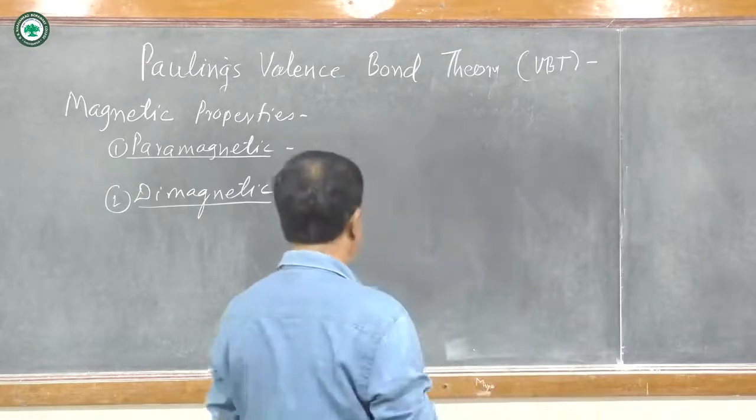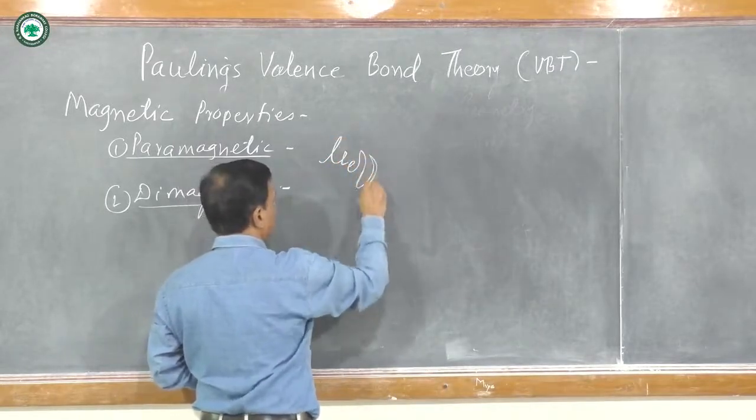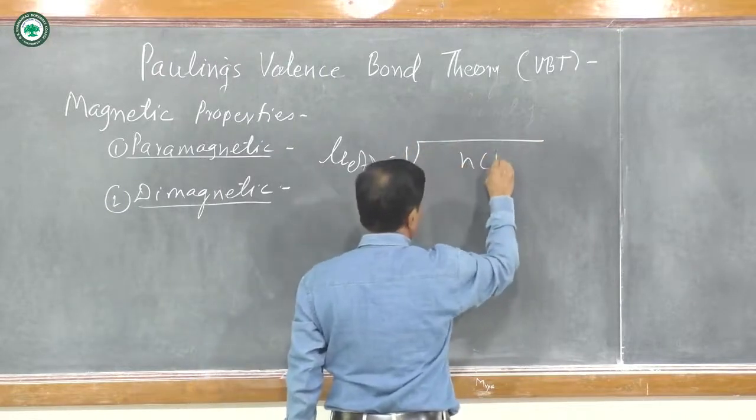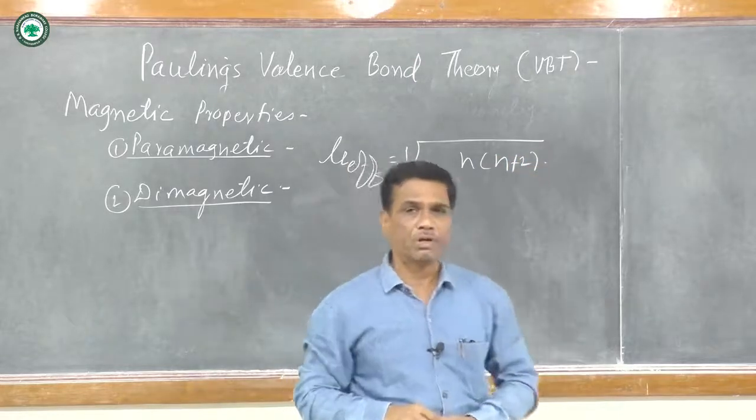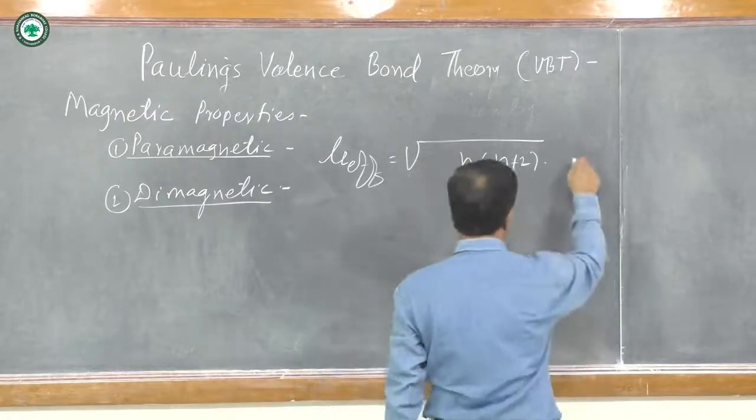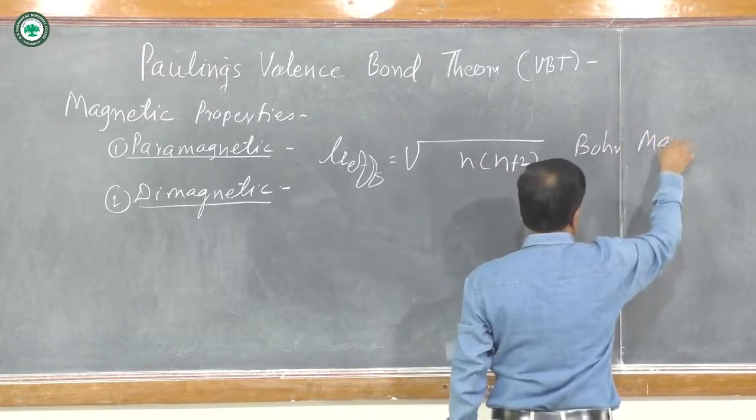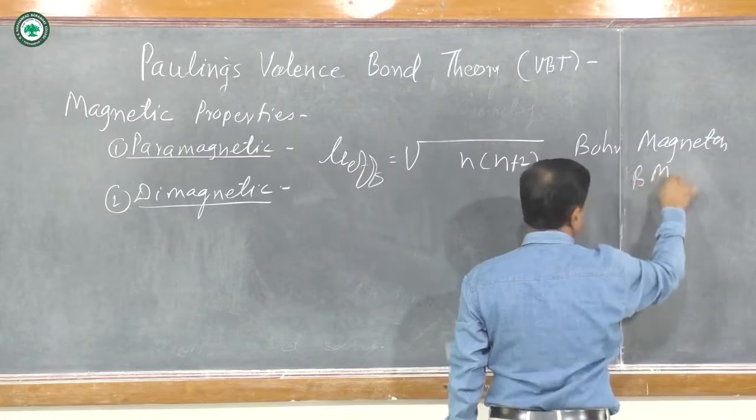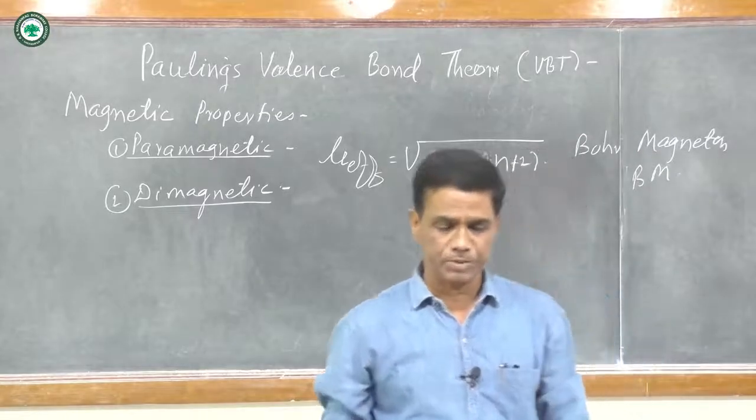And magnetic moment is determined by using the formula mu effective is equal to under root of n into n plus 2, where n is equal to number of unpaired electrons, and that property is measured in Bohr magneton, and the short form is represented as Bm.